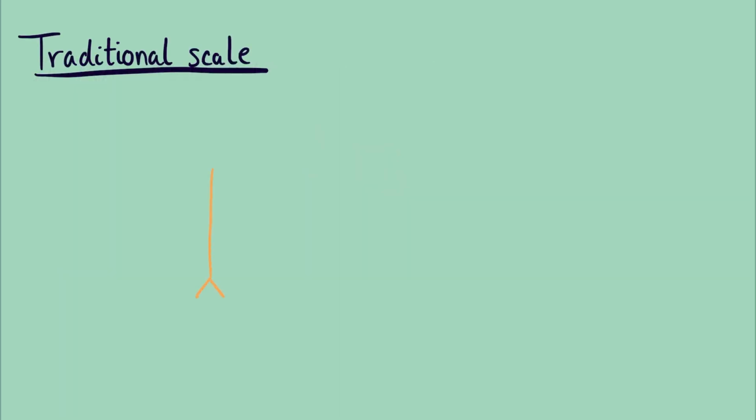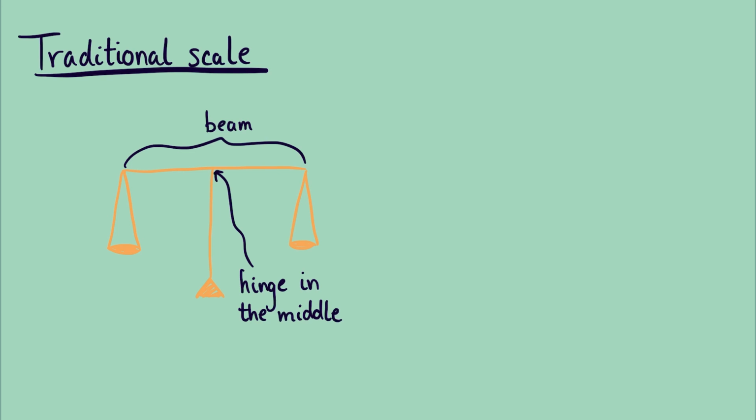You've probably seen or even used a traditional scale before. It is a simple device for comparing the weights of two objects. It basically consists of a beam with a hinge in the middle which can rotate. You can hang two objects from the ends of the beam, and if they have the same weight, the beam stays horizontal. If not, it will tilt to the side of the heavier object.